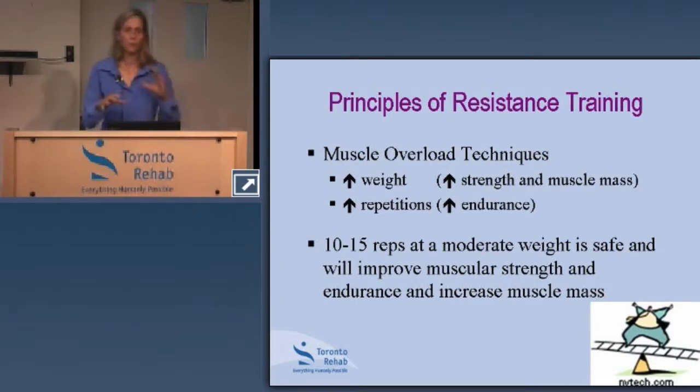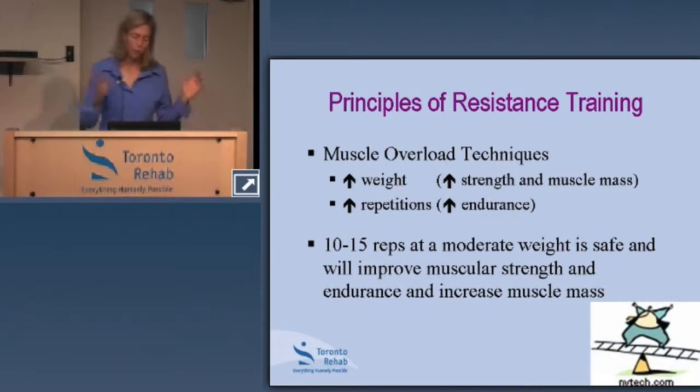Now, in order to improve endurance and strength, we need to follow the overload principle. That's gradually overloading the muscle, so you make the muscle work harder. So we're going to start you off at a specific weight to lift for each exercise, and each exercise may have a different weight, and we will gradually increase the weight that you're lifting, and that will improve your strength as well as the amount of muscle mass that you have. And we will also be increasing the number of repetitions that you're doing, and that will increase your muscular endurance.